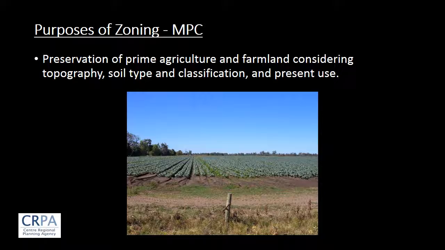Zoning can be utilized to preserve prime agricultural and farmlands. This section of the MPC is often cited by municipalities that are revising their agricultural zoning regulations to require larger lots. In many legal cases related to downzoning claims, the courts have relied upon this section of the MPC as the nexus between large lot size requirements and agricultural preservation.